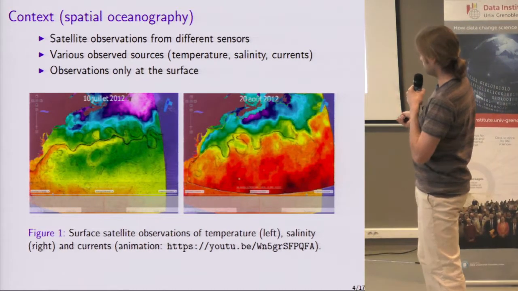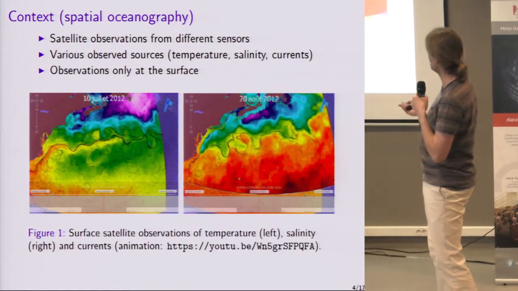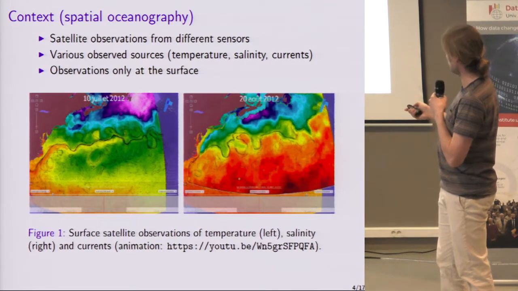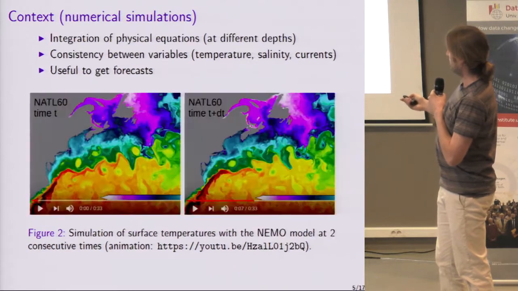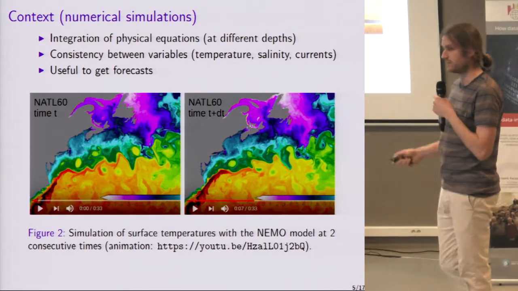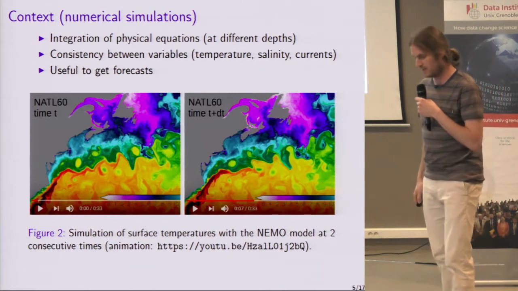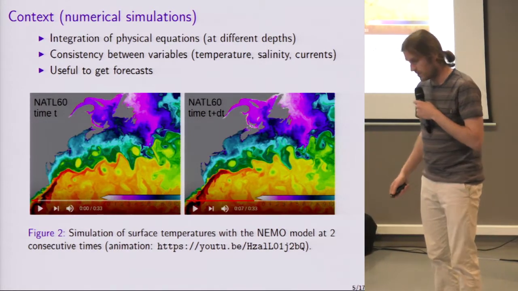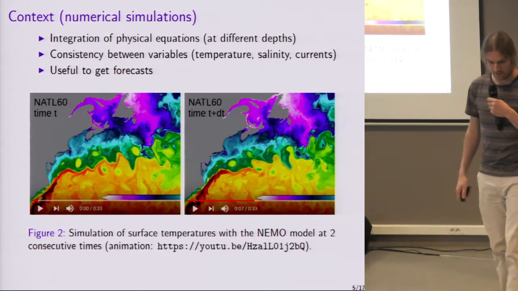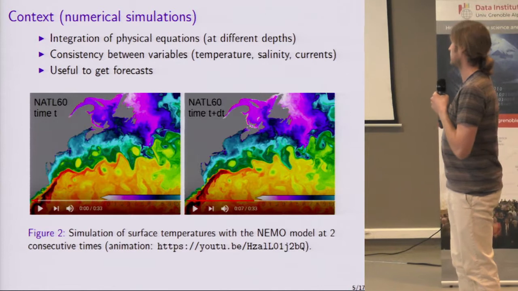If you are interested, you can have a look at this animation. It will show you the evolution of the surface, for instance, in the Gulf Stream. So this is one data set, and another data set is coming from the physics. That's why I call it numerical simulation. We have some physical model to model the ocean. This is basically the Navier-Stokes equations and fluid mechanics equations.